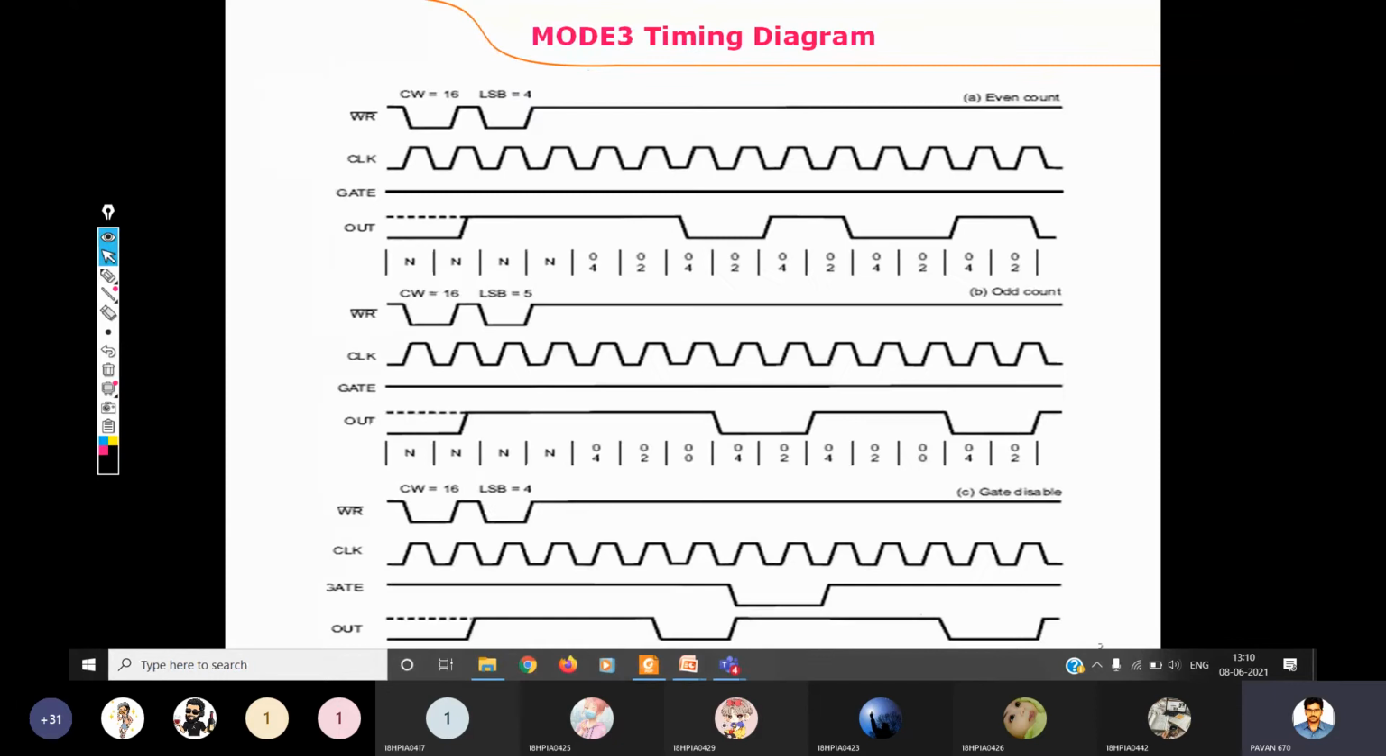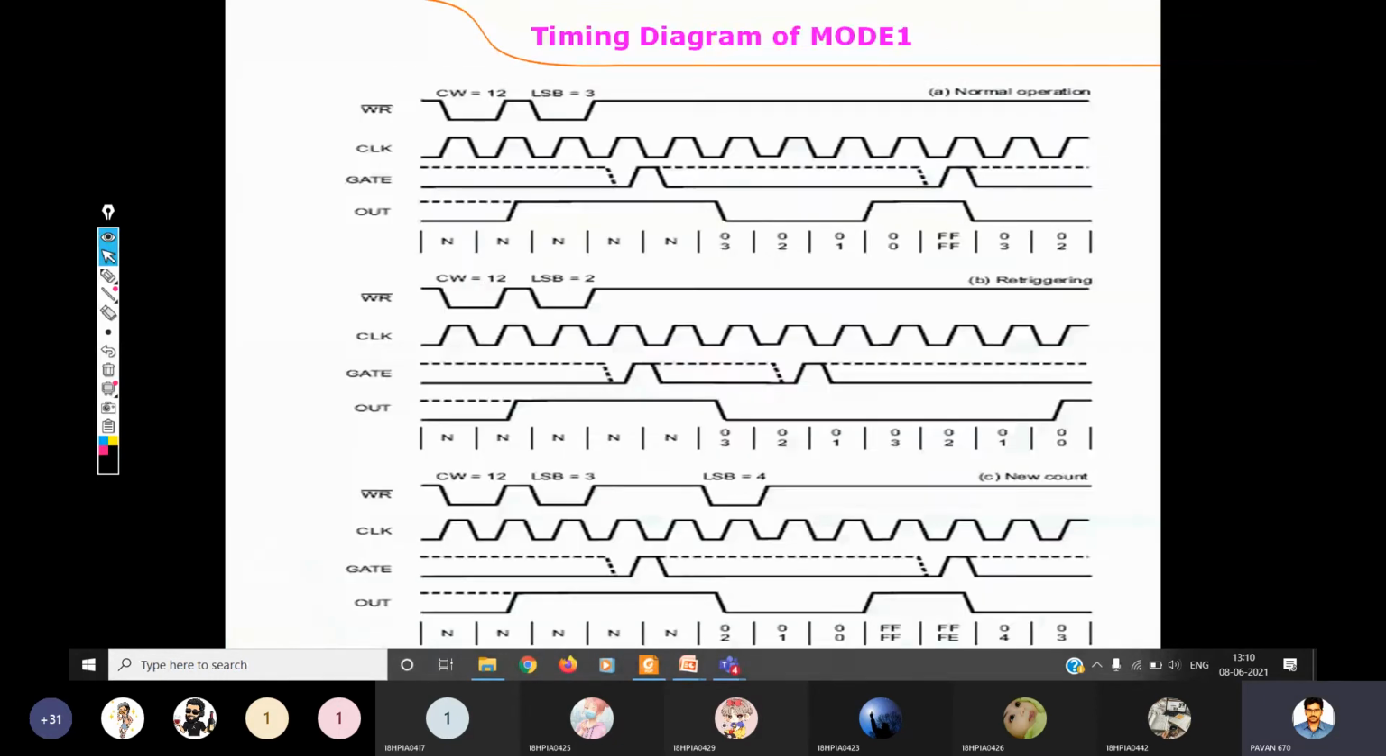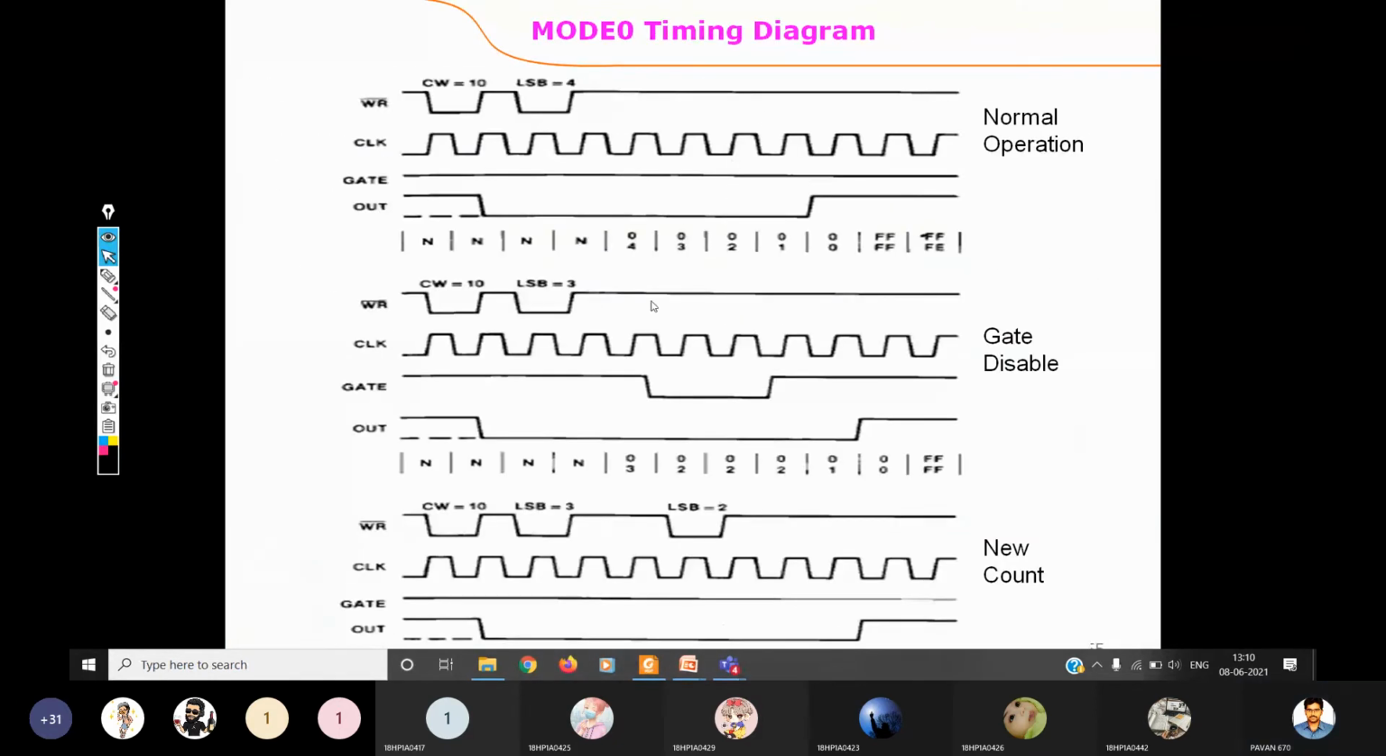For every mode, he is providing timing diagrams, and for each mode he is explaining 3 different states of operation. What are those? The counter operating in its normal operation in mode 0. Suppose in mode 0, the gate is disabled in between due to some unexpected situation. What happens? This is another part of the timing diagram. And this last part of the timing diagram represents this.